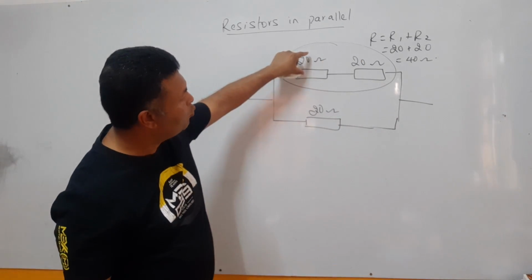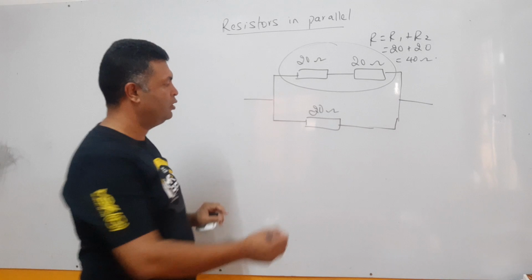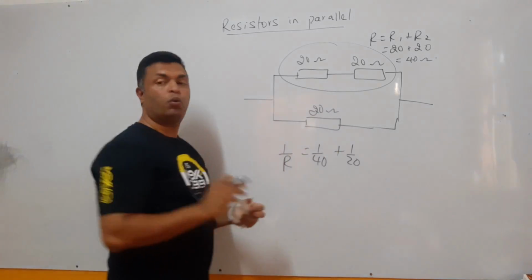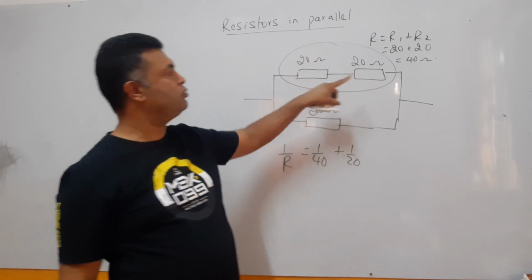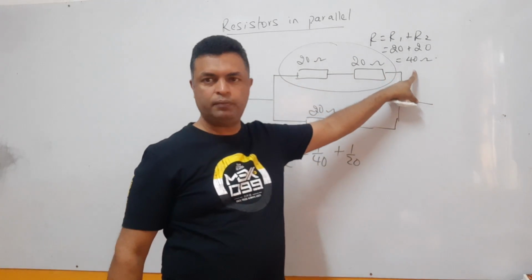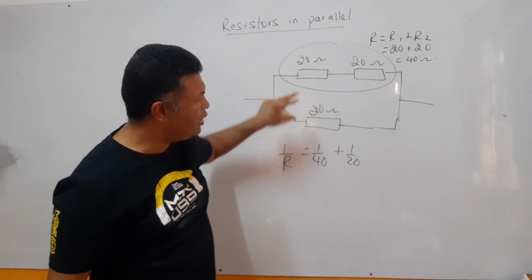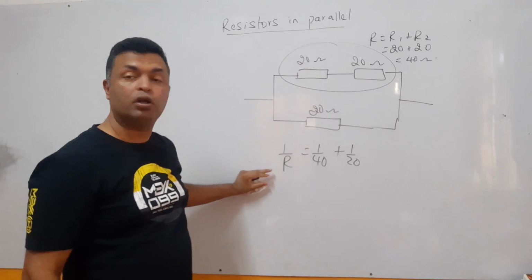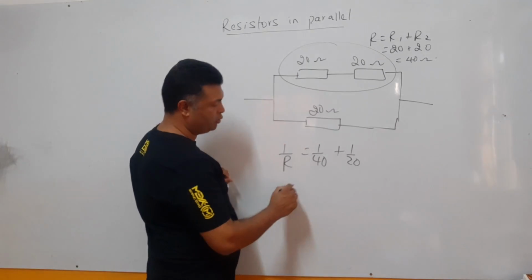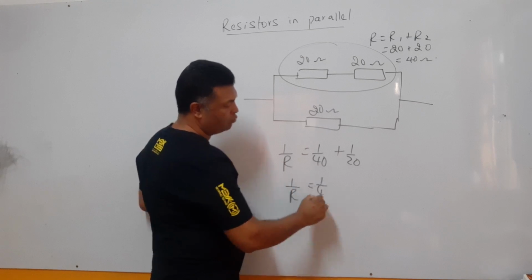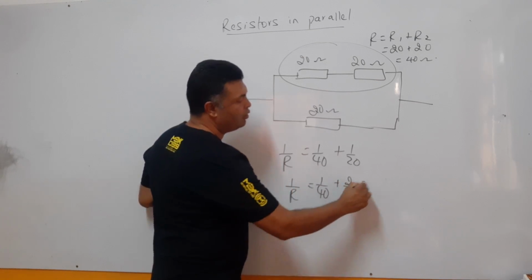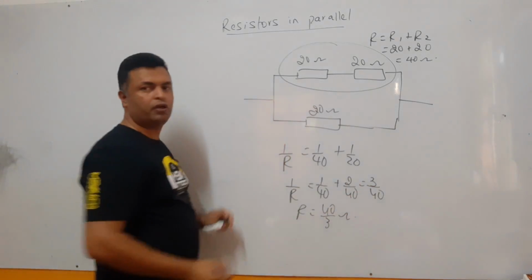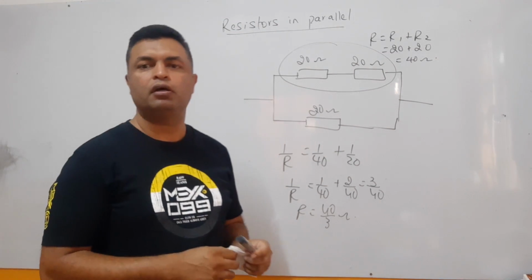Now this 40 ohm will be in parallel with the 20. So 1 over R equal to 1 over 40 plus 1 over 20. So where I got the 40? For these two in series, I calculate the total, I get 40. Now this 40 is in parallel with this 20 ohm. So 1 over 40 plus 1 over 20 equal to 1 over R. So as usual, you have to calculate the LCM. Here 1 over 40, here 2 over 40, giving me 3 over 40. R equal to 40 over 3. Now you can evaluate 13 1/3 or 13.3 ohm.